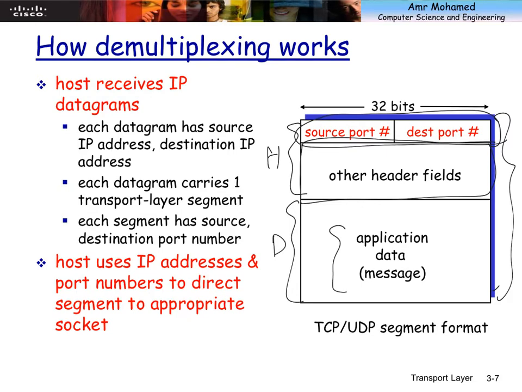Each datagram carries 1 transport layer segment. Each segment has source and destination port numbers. The host uses the IP addresses and port numbers in general, unless we're talking about UDP, in which case you only need the destination port. That's it, to identify the socket you need to send the segment to. Okay?